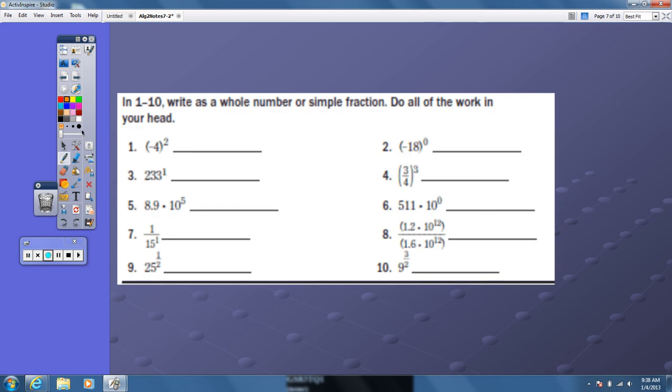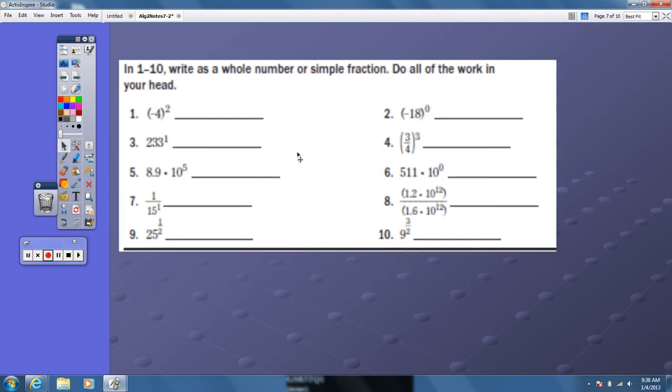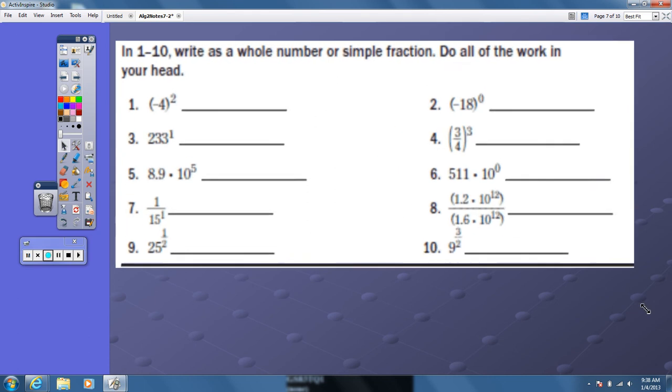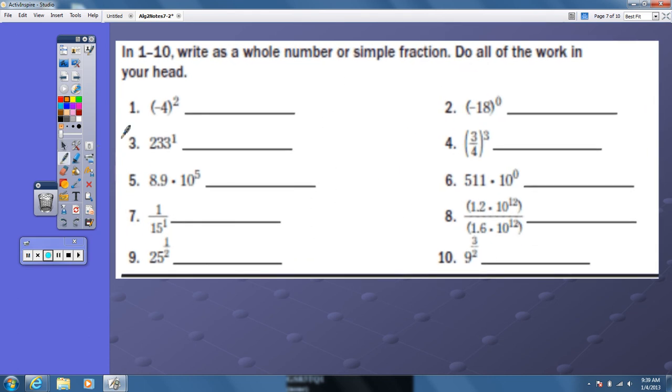All right, write as a whole number or a simple fraction. We're going to do this work in your head, and that's kind of accurate and kind of not. And I don't know how blurry this is going to be. Okay, so let's do some of these together. Negative 4 squared, that's going to be positive 16. 233 to the first power, 233. 10 to any power is adding zeros or moving decimal points. This is a scientific notation review. 110 moves it to 89, and I'm going to add 4 zeros. 1 over 15 to the first is just 1 over 15. I have no clue why that's there, so ignore that problem.